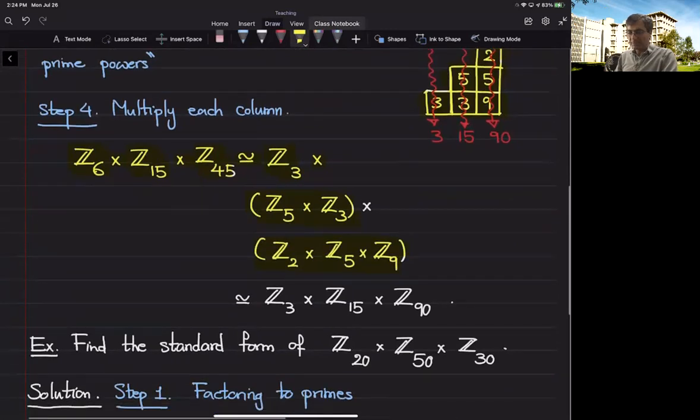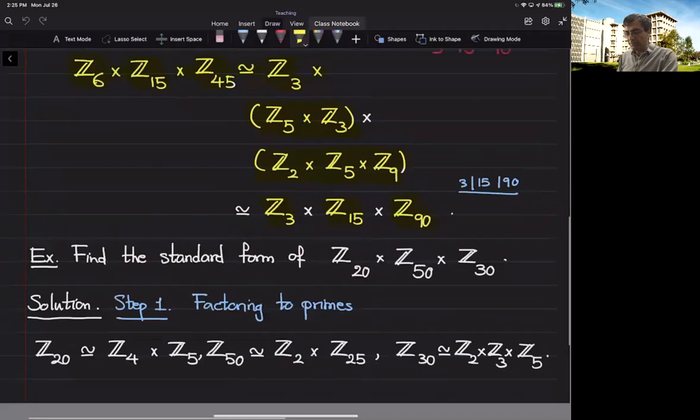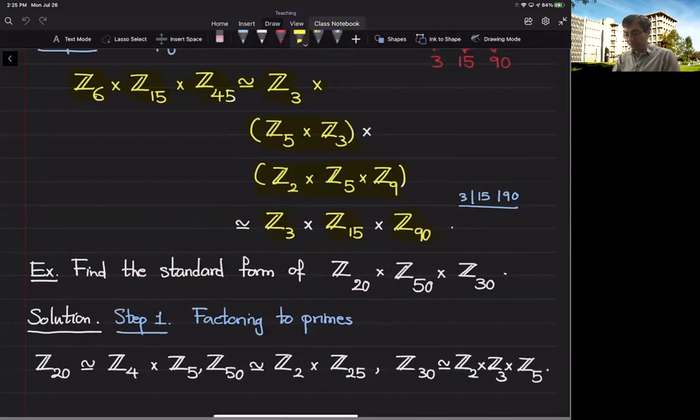Now, using the Chinese remainder theorem, the first one I don't touch, but the second one is Z sub 15, and the last one is Z sub 90. And notice that 3 divides 15, and 15 divides 90. And so it is the standard form of this abelian group. So we are done with this example now. Let's see another one, to make sure that we understand the process. We want to find a standard form of this abelian group, Z sub 20 cross Z sub 50 cross Z sub 30.